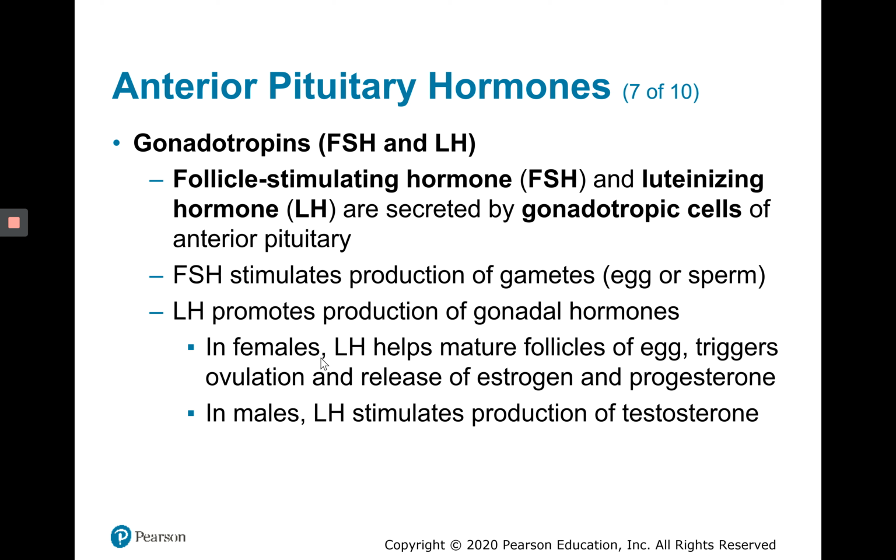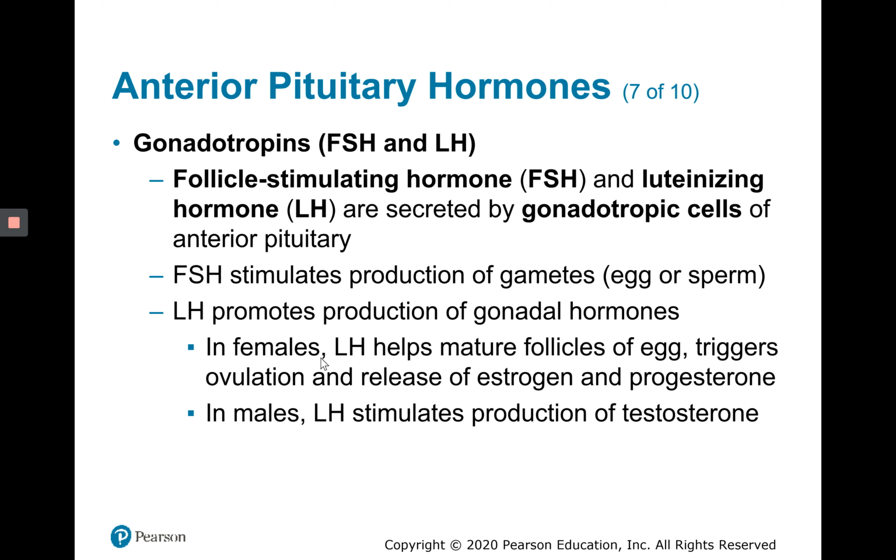The next hormones we want to look at are a group called the gonadotropins. They're called the gonadotropins because they travel to the gonads, whether it's the male testes or the female ovaries, and they cause those organs to release more hormones, hence the tropic part. The two gonadotropins are follicle-stimulating hormone and luteinizing hormone. FSH and LH are secreted by gonadotropic cells of the anterior pituitary. Follicle-stimulating hormone is named after the fact that it makes follicles in ovaries grow, but it also stimulates the production of gametes in males. So in general, follicle-stimulating hormone stimulates the production of gametes, egg or sperm, in the male or female gonads.